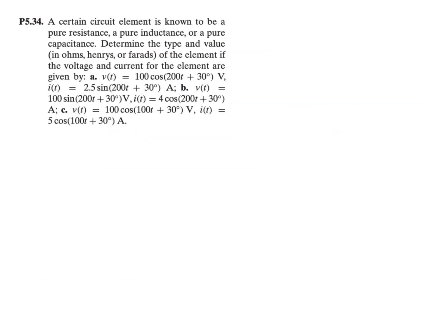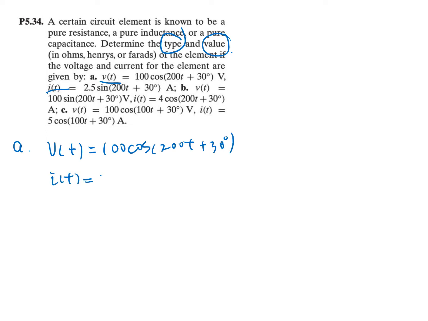Question P 5.34. A certain circuit element is known to be a pure resistance, inductor, or capacitor. We need to determine the type and its value. We know the voltage and the current. So what we need to do is to find an impedance. With impedance, we can determine the type very easily. So question A, v(t) is 100 cos(200t plus 30 degrees) volts, and i(t) is 2.5 sine(200t plus 30 degrees) amps.